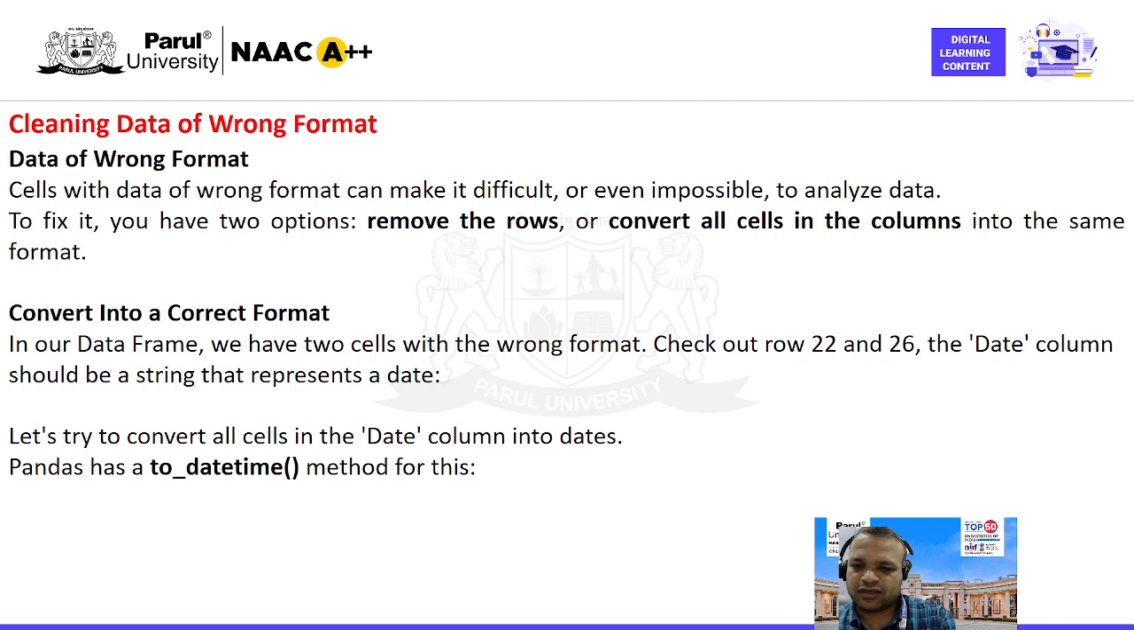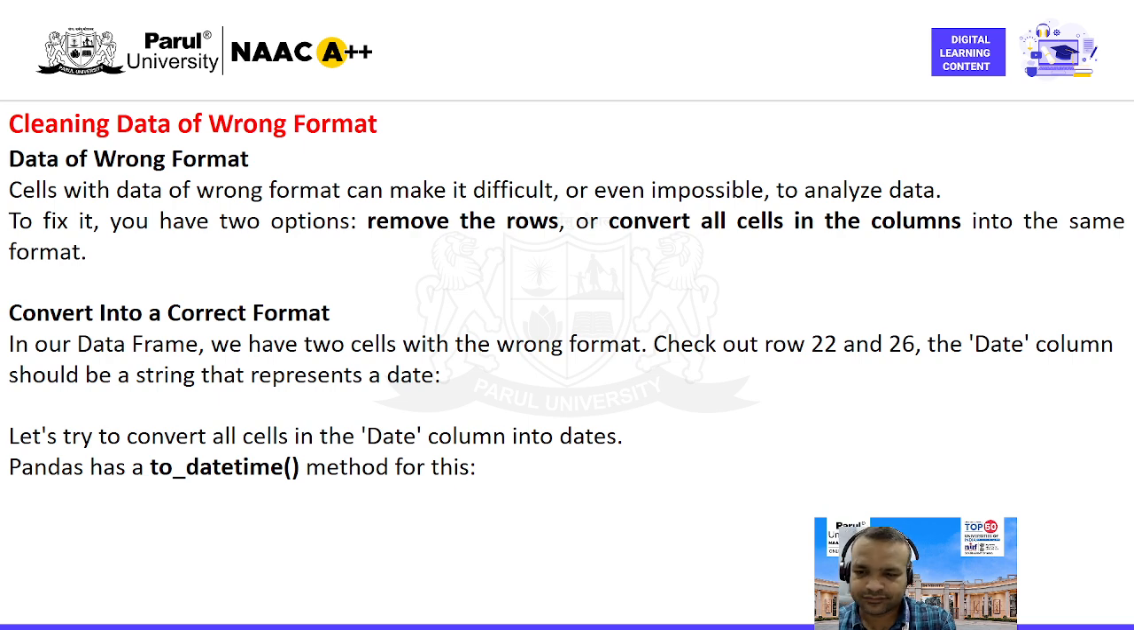In our data frame, we have two cells with the wrong format. If you want to check the data cleaning .csv data set, you will get row numbers 22 and 26 with the wrong format in the date column. It should be a string that represents a date. Let's try to convert all cells in the date column into dates.